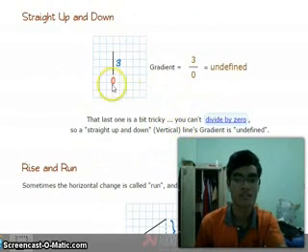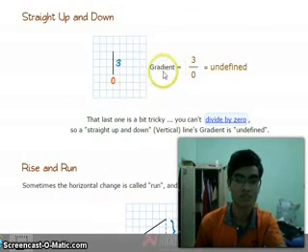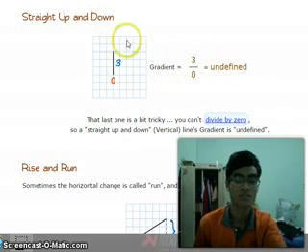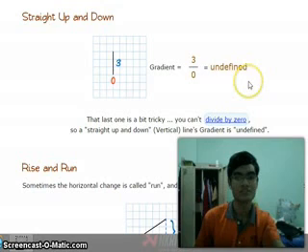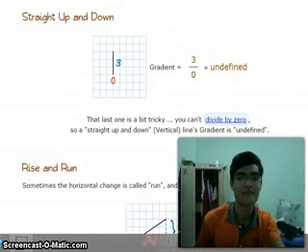Next, when the value on the x-axis is 0, the gradient that we get is undefined. Okay, thank you. That's all for me.